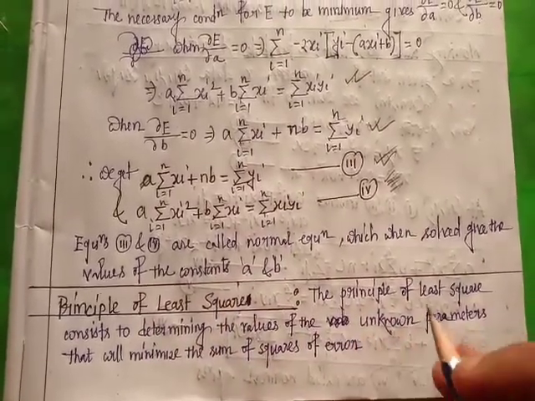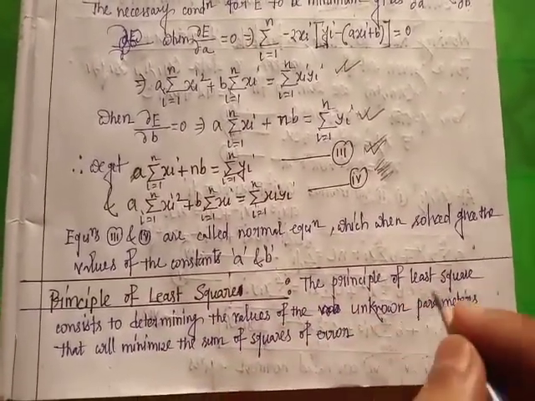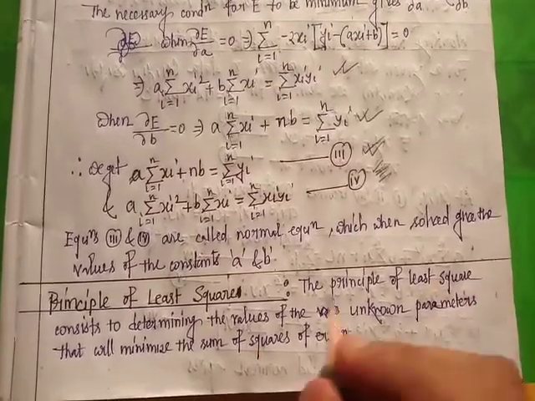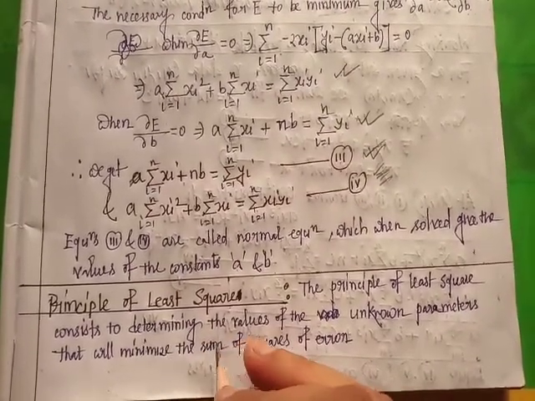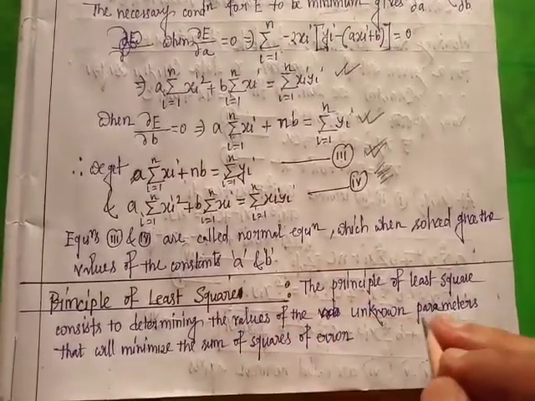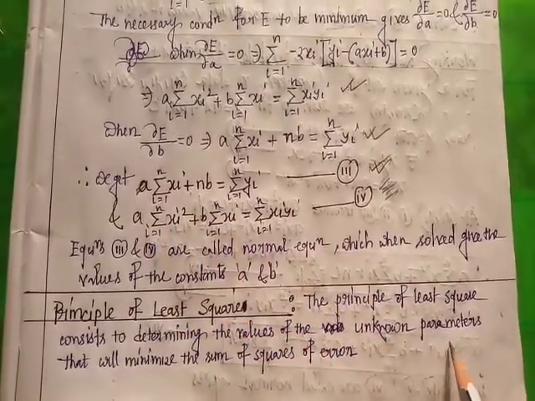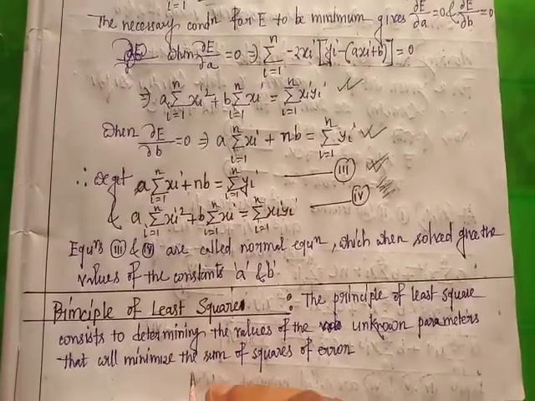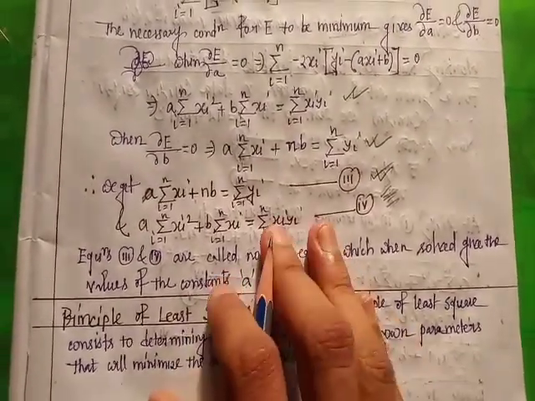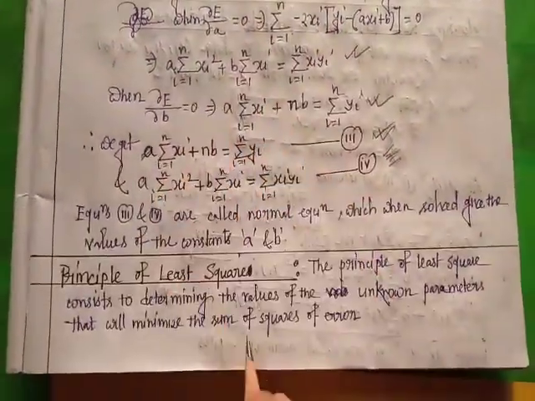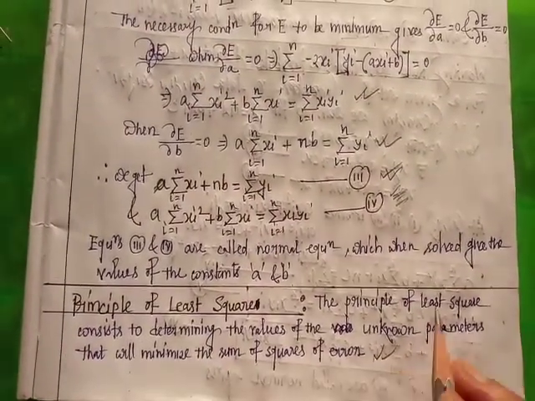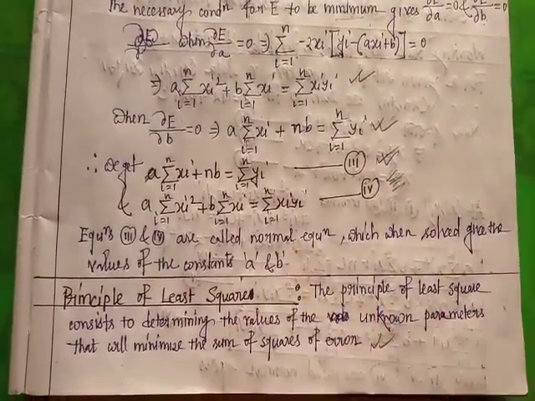The principle of least squares consists in determining the values of the unknown parameters, here a and b, that will minimize the sum of squares of error. Here we minimize E, the sum of squares of error. This is the statement of the principle of least squares.